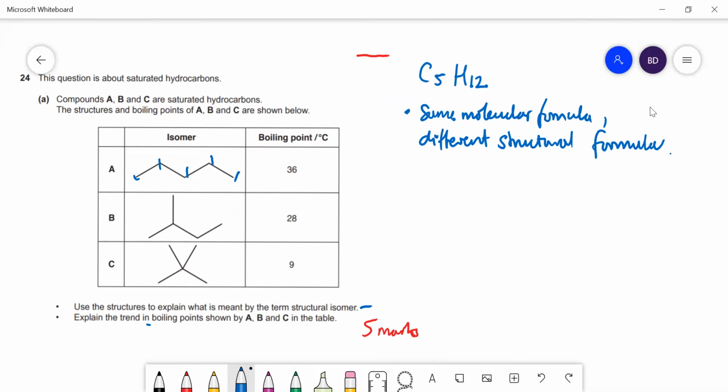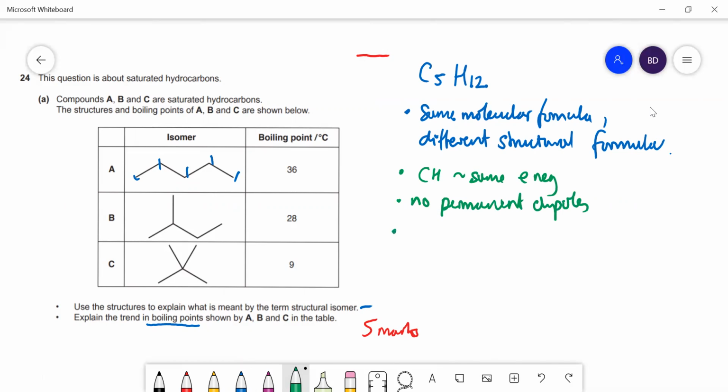And explain the trend in the boiling point. Okay. Now, looking at these molecules, you've only got carbons and hydrogens. Carbon and hydrogen have approximately the same electronegativity. So no dipoles, no permanent dipoles. So what kind of intermolecular forces are we going to get? We're just going to get London forces or dispersion forces.